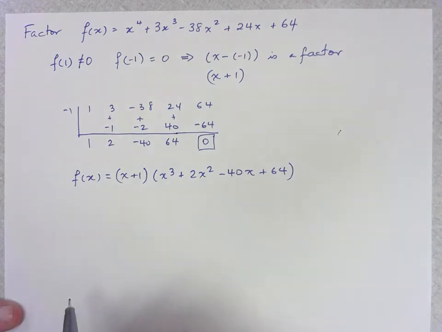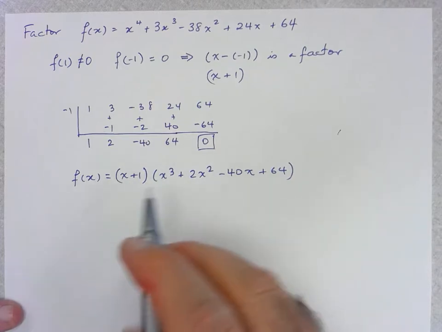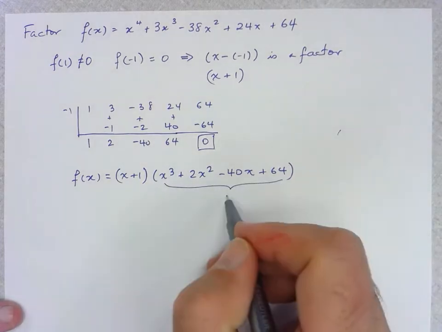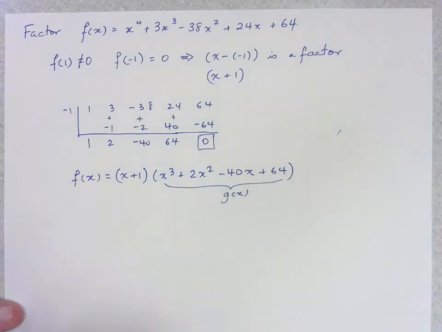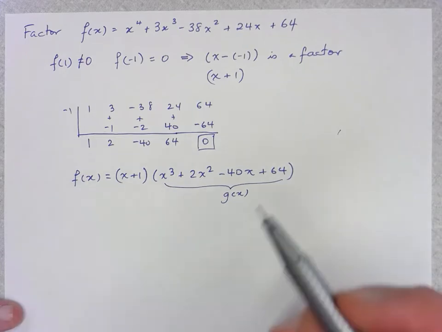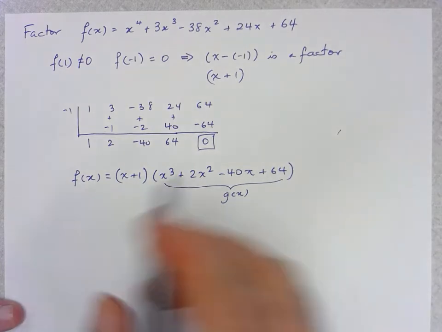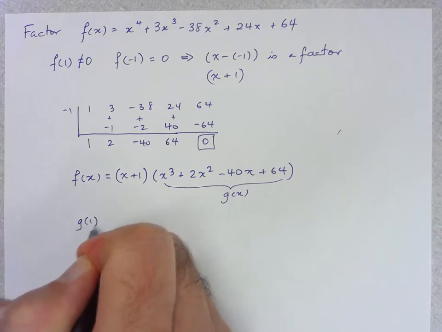Okay? So again, I see leading coefficient of 1, so no issue there. So I'll just call this thing g, just so that I've got a name for it. And again, I have this 64. So I'm going to have to keep looking for factors of 64. So here we'll try g at 1.